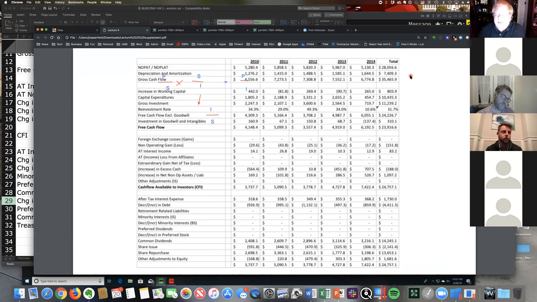So I want you to see the last 3 years of McDonald's. Look at 2013. Look at their depreciation, and then look at capital expenditures. Look at 12, 13, and 14. Tell me what you see.